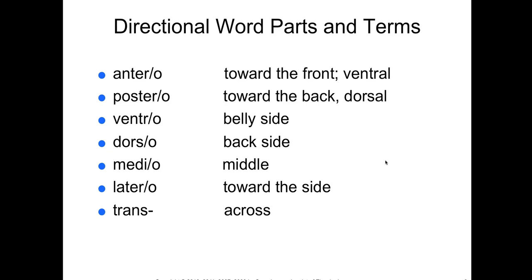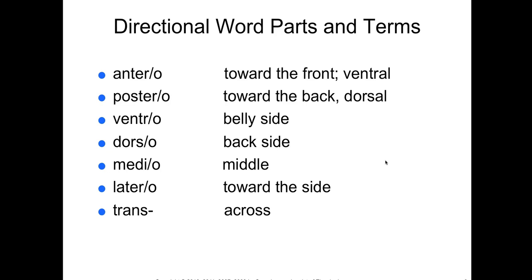So antero means toward the front, or we can use the word ventral. Ventral means belly, so it's toward the belly. Posterior means toward the back, or we can use the term dorsal, which also means back. Ventro, as you guessed it, means belly, and dorso means backside.